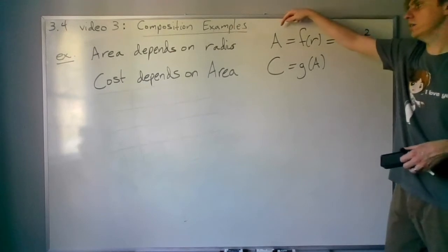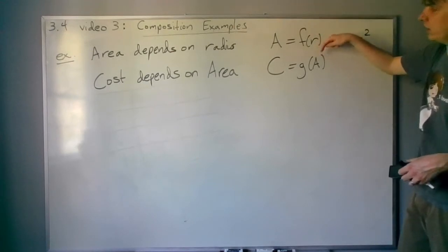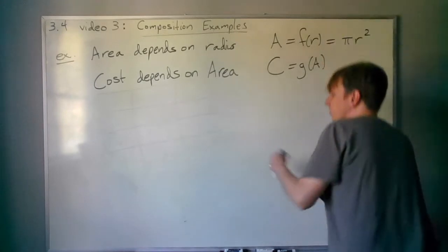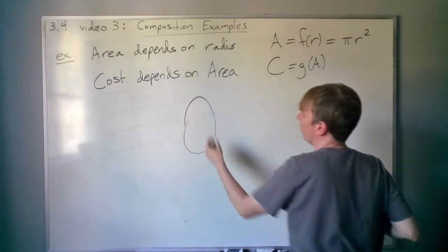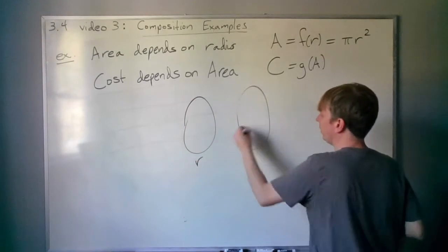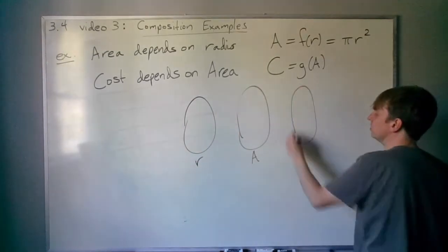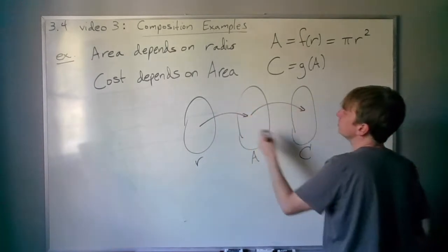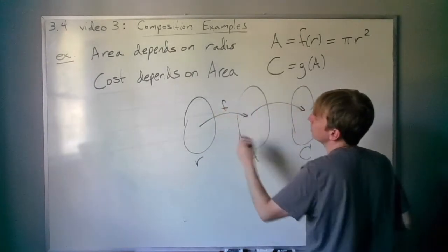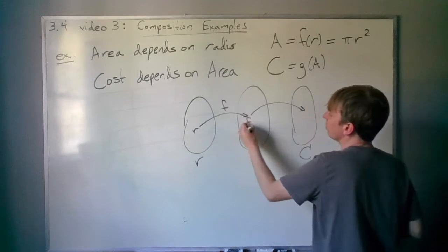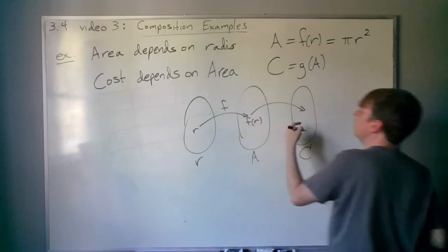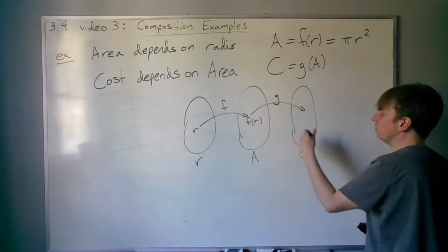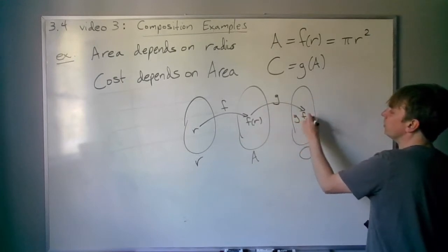But even just still looking at the variables that we have, you input an r into this function and it spits out an area. This other function, you input an area and it spits out a cost. So the only way that it makes sense to combine these two functions is to turn radius into an area into a cost, which means we're first going to apply f to go from r to f of r, which is an a, and then after that apply the function g. G of a would be g of f of r.